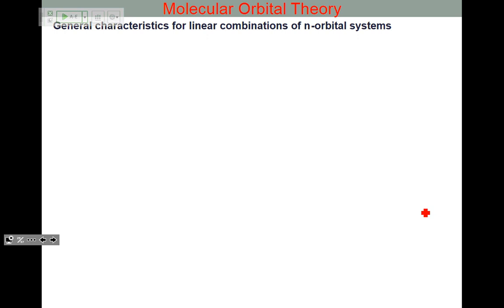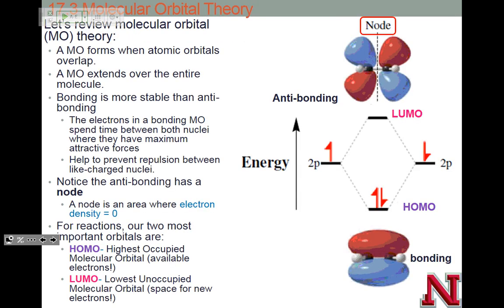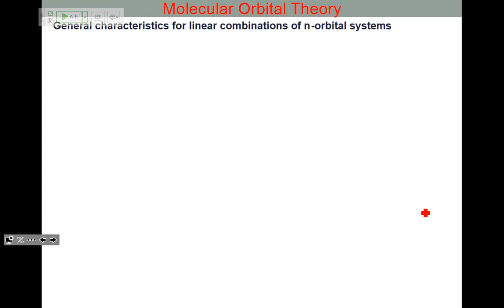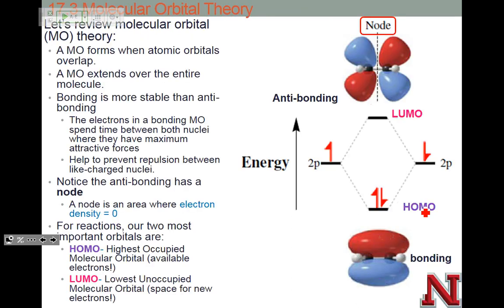Molecular orbital theory gives general characteristics for a linear combination of orbitals. We just looked at one pi bond, but what if we have multiple pi bonds in a row that are conjugated? So we can look at some general characteristics. First, the number of atomic orbitals is going to equal our number of molecular orbitals. For this example, we started with two unhybridized p orbitals, so we formed two molecular orbitals.